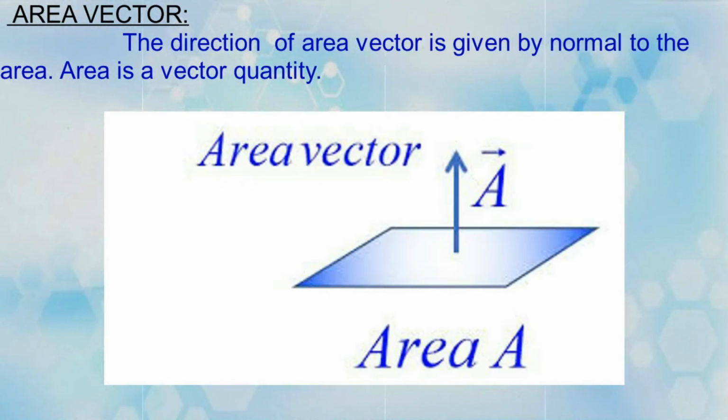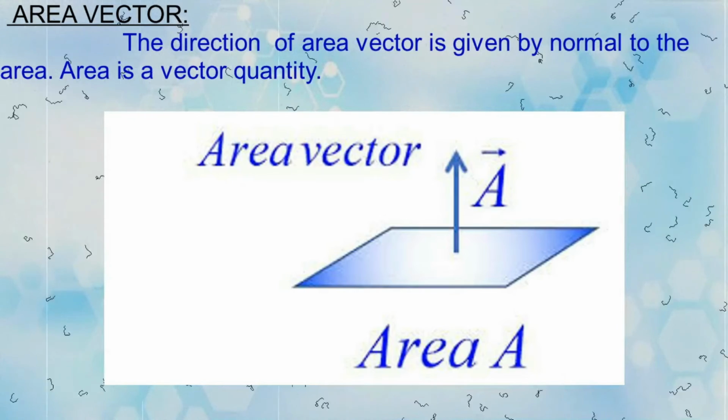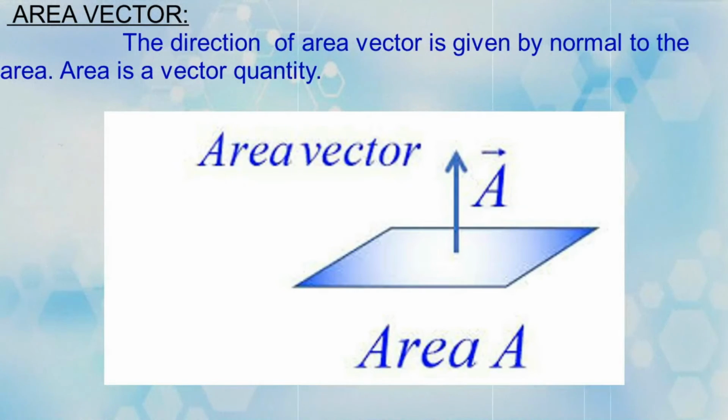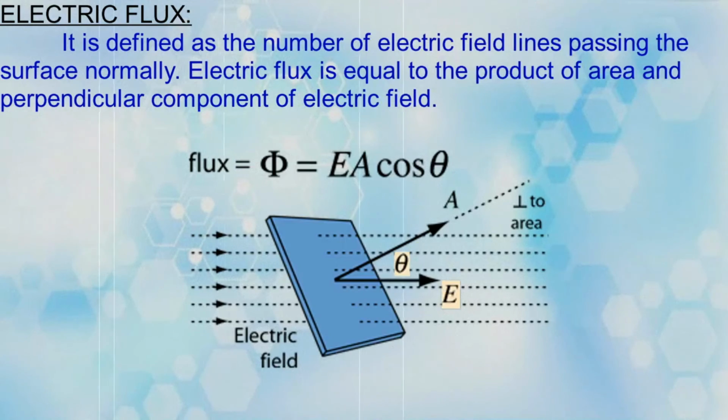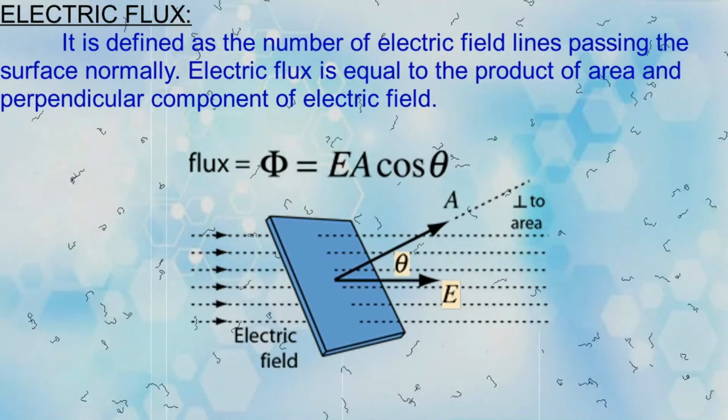Area vector. The direction of the area vector is given by the normal to the area. Area is a vector quantity. Electric flux is defined as the number of electric field lines passing through the surface normally.